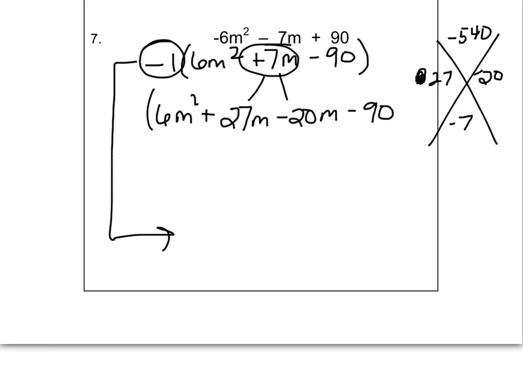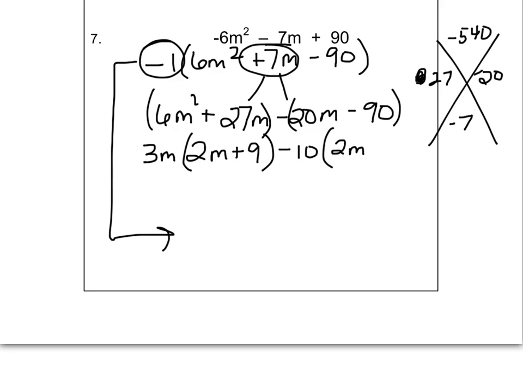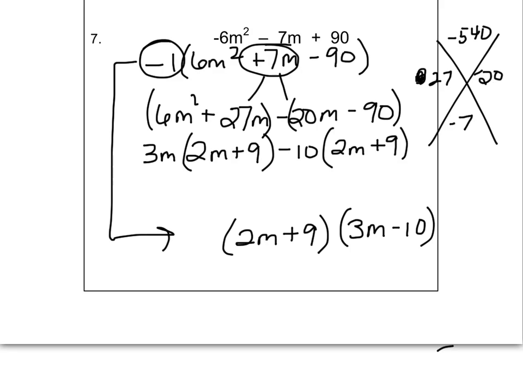Okay, first two, last two. Biggest number that goes into 6 and 27 is 3 and an m. So this is 2m plus 9. Okay. Biggest number that goes into 20m and 90 is 10. And this again is a positive 2m and a positive 9. They both have a 2m plus 9 in common. They have a 3m minus 10 left over. And then don't forget to bring down that negative 1.